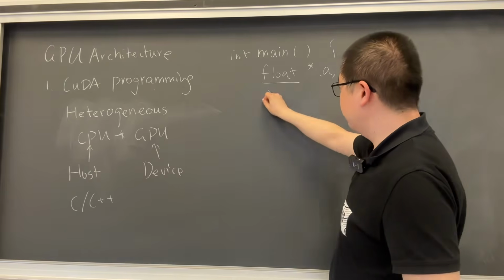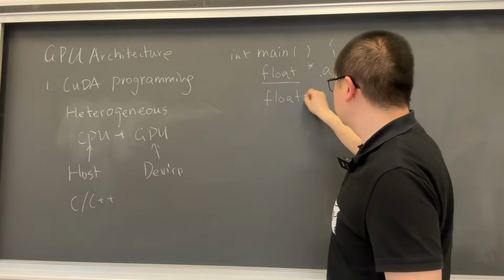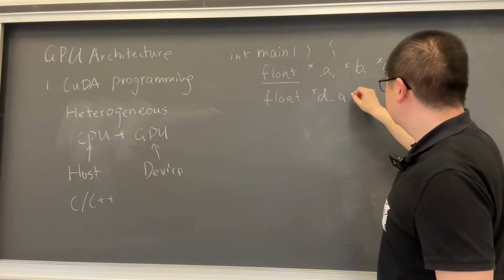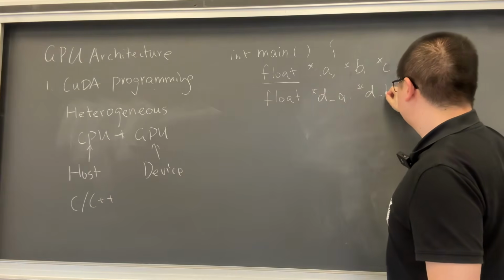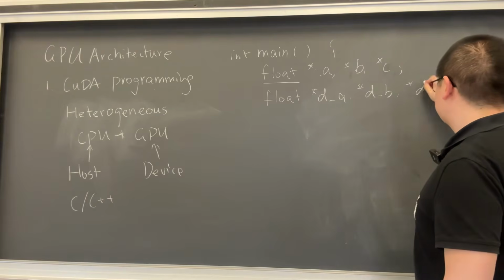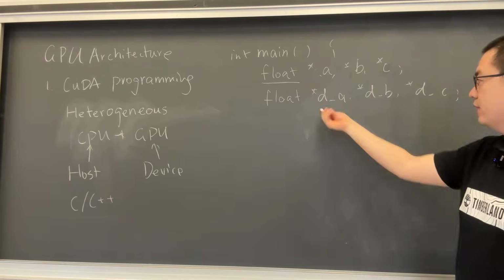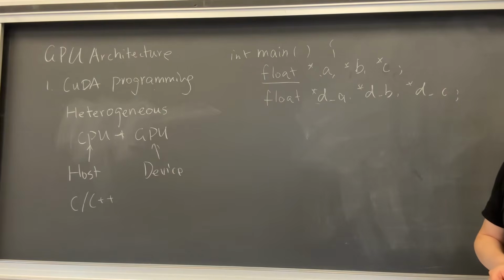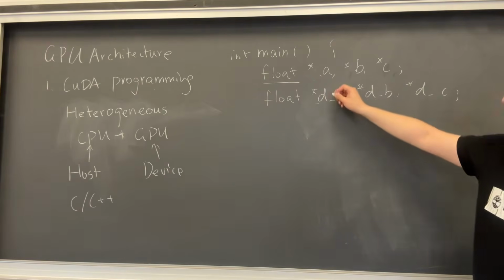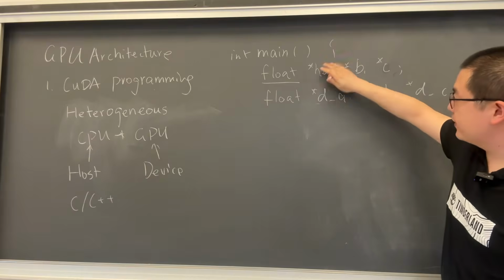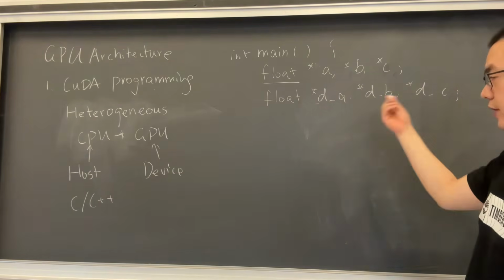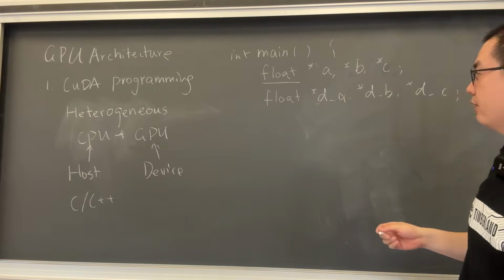Then we are also likely to define a DA, DB, and DC. This is a convention that we start with a D. That means this buffer, this part of memory, is going to be allocated on the GPU side. Sometimes you may see HA, HB, HC, but it's just if we want to follow that convention or not. You can define these variables as whatever you want.